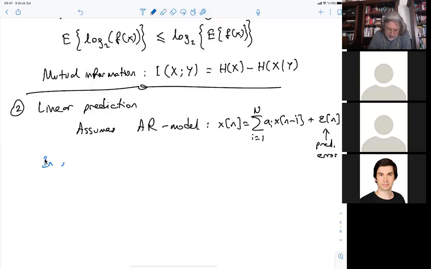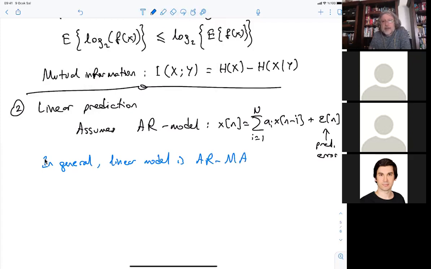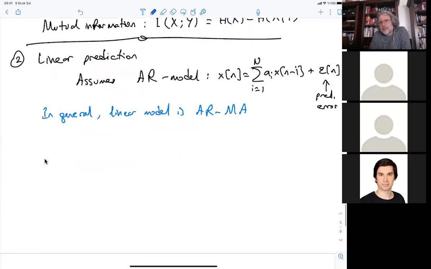In general, a linear model is autoregressive as well as moving average, ARMA. This kind of shortcut terminology is something that you have encountered, an ARMA model. What is an ARMA model? It contains an autoregressive part as well as a moving average part.